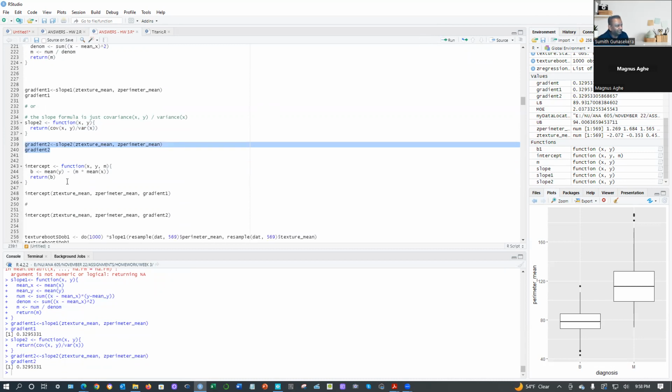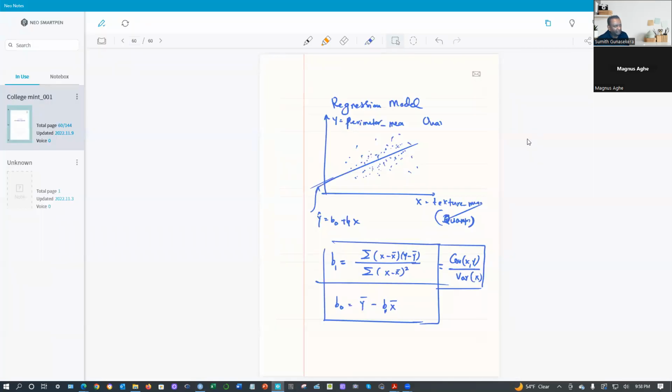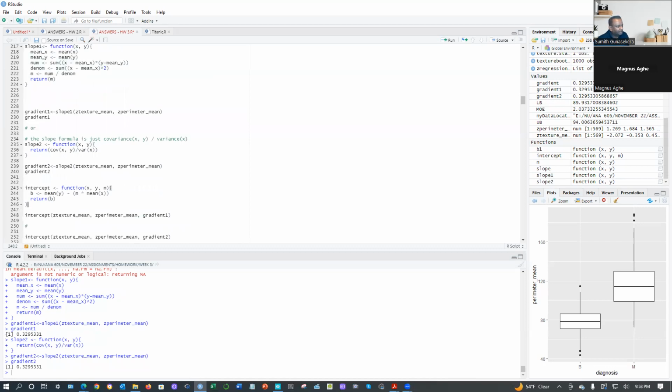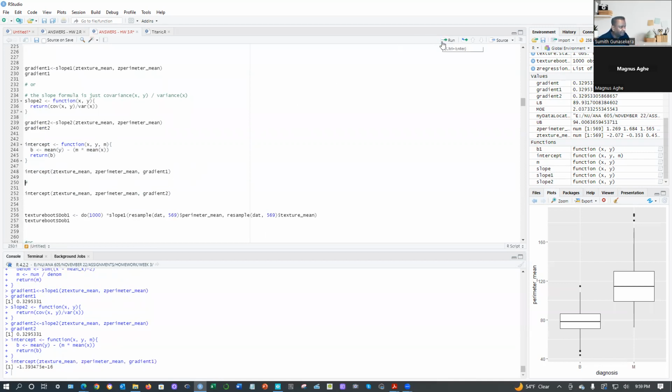And if you need the intercept, it is nothing but y bar minus b1 times x bar. B1 we call m here in our function. Even this I'm going to call an intercept. You say, give me the intercept. It says, in order to give the intercept, give me the parameters. These 3 parameters: you need to give x, you need to give y, and the slope m, whatever slope you already calculated, gradient 1 or gradient 2. That will give you the intercept.